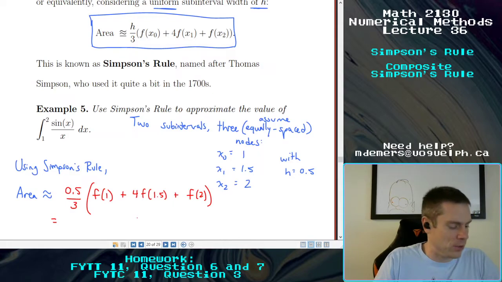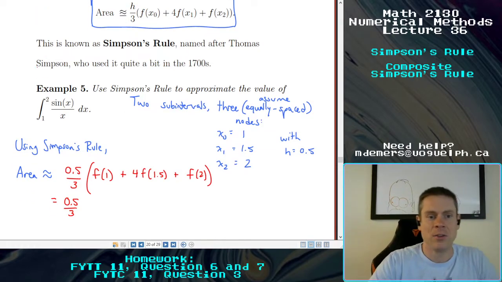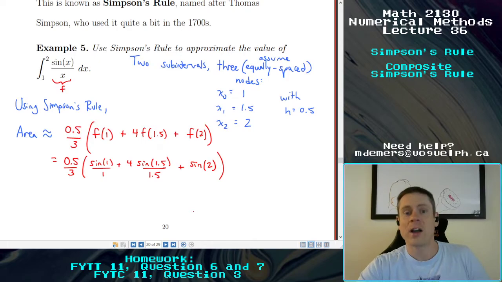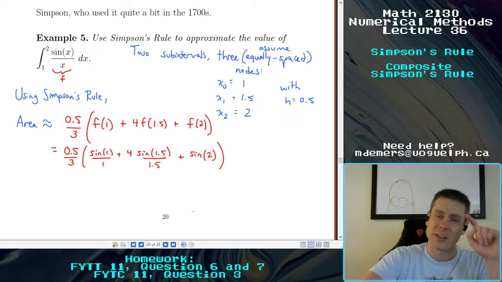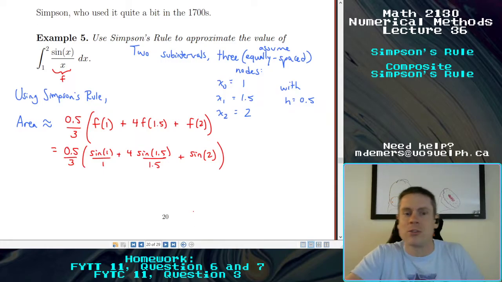And so that turns out to be, remember we're just working with the integrand here. That's what the f is. So this here is our f. And so subbing this in is really just a matter of sine of 1 over 1 plus 4 sine of 1.5 over 1.5. Just a reminder again, just because it seems to come up all the time, if we're using trig, we're talking radians. So if you're doing these calculations, I expect you to be working in radians. That's just a thing we have to be able to count on at this point.